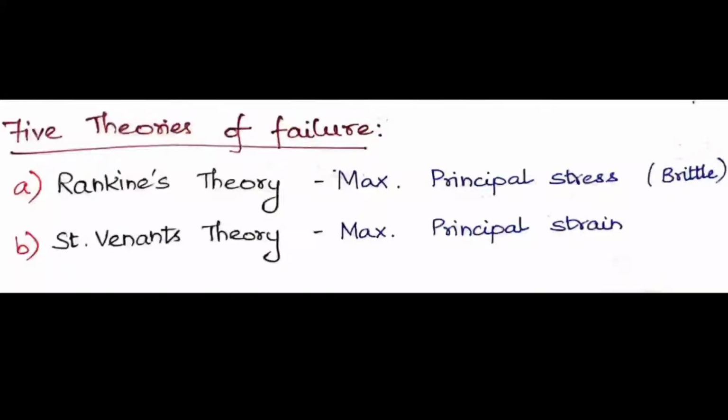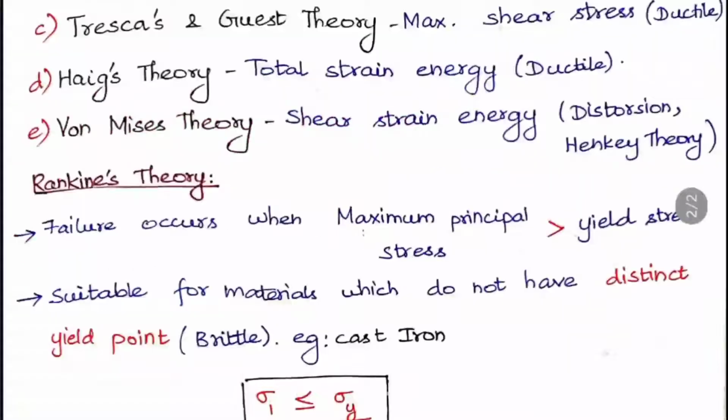The first theory is Rankine's theory, which is also called the maximum principal stress theory. The second one is Saint-Venant's theory, also called the maximum principal strain theory. The third one is Tresca's or Guest's theory, which is called the maximum shear stress theory. The fourth one is Haigh's theory, the total strain energy theory or maximum strain energy theory. And the fifth one is von Mises theory, which is the shear strain energy theory. We can call it the distortion energy theory or Hencky's theory also.